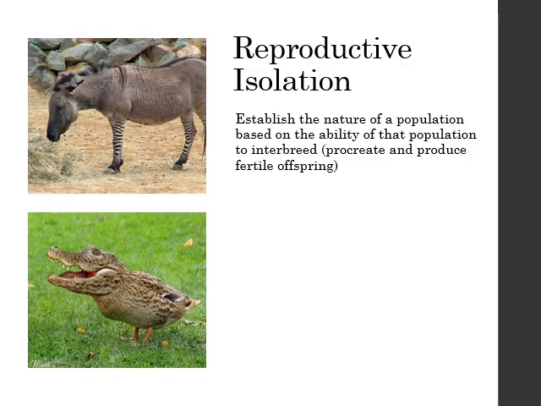You could separate them out by reproductive isolation. You figure out the nature of the population based on that population's ability to reproduce. Interbreed successfully. I believe we talked about the zebroid, otherwise known as the zonkey, or zorse. It's amazing the names we came up with for these. I always prefer zebroid.